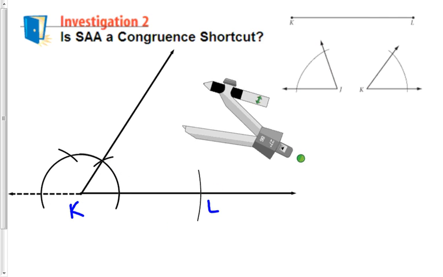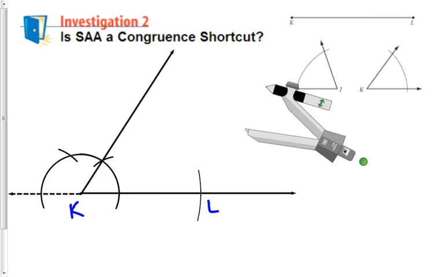So what that means is that this would be angle J right in here. This is angle J. So we know that this was K already. That means that this angle is angle L. And that's what I'm going to duplicate over here at point L.